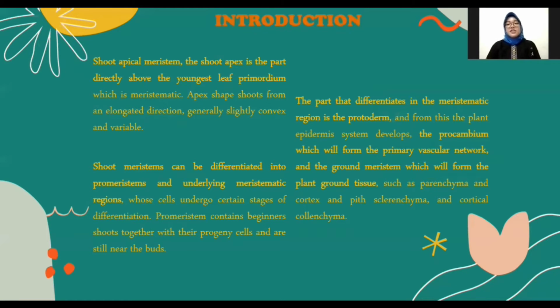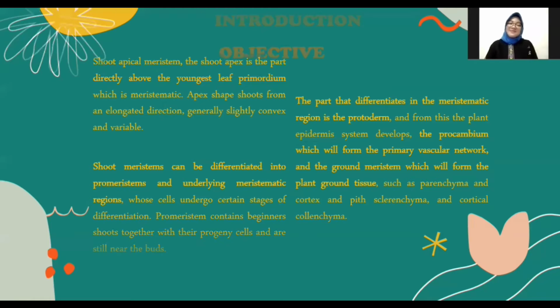Shoot apical meristem, the shoot apex, is the part directly above the youngest leaf primordium, which is meristematic. Apex shape should form an elongate direction, generally slightly convex and variable. Shoot meristem can be differentiated into promeristem and underlying meristematic regions, whose cells undergo certain stages of differentiation. Promeristem contains the initial cells of the shoot together with their preceding cells and is still near the buds. The parts that differentiate in the meristematic regions are the protoderm, from which the epidermis system develops, the procambium, which will form the primary vascular network, and the ground meristem, which will form the ground tissue, such as parenchyma and cortex, and pith sclerenchyma and cortical collenchyma.